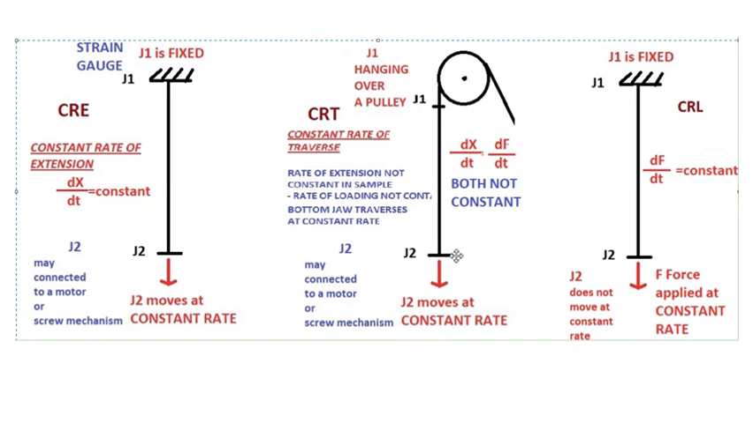In constant rate of traverse, I said the bottom jaw J2 moves at a constant rate. Neither dx by dt nor df by dt is constant. Both are not constant in CRT type, whereas in CRL type df by dt is constant. The jaw J2 does not move at a constant rate, but the force applied on J2 remains constant and J1 is fixed. This is a representation of the instrument, where J1 and J2 look similar in the instrument also, but with the CRL principle, you do not have constant rate of loading principle. You may not see the same picture in the instrument.